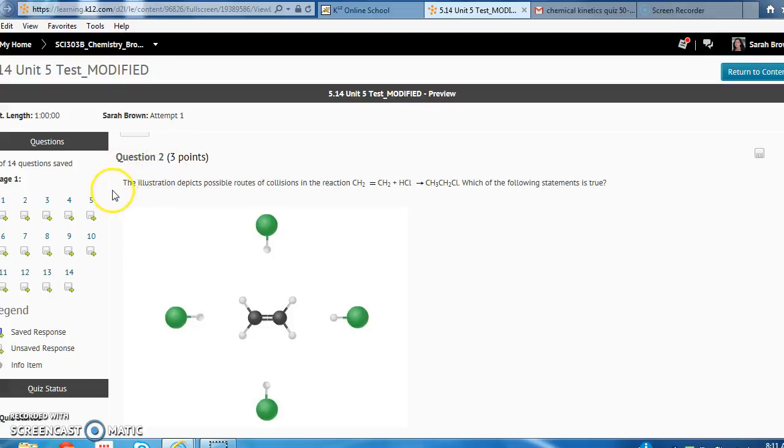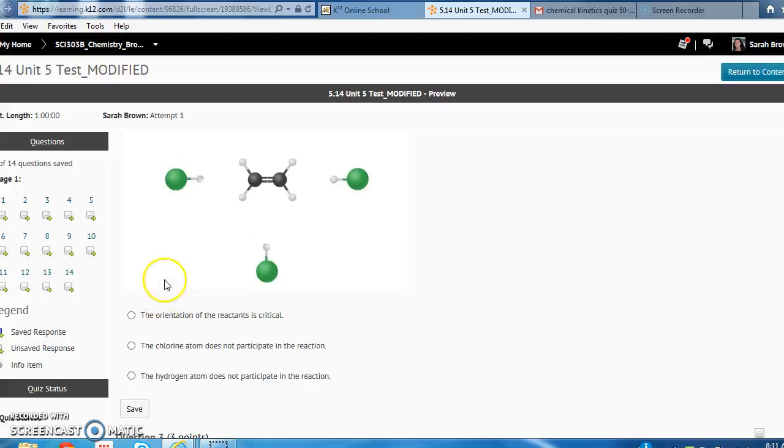Question number 2. The illustration depicts possible routes of collisions in the reaction CH2=CH2 plus HCl yields CH3CH2Cl. Which of the following statements is true? Letter A, the orientation of the reactants is critical. Letter B, the chlorine atom does not participate in the reaction. Or letter C, the hydrogen atom does not participate in the reaction.